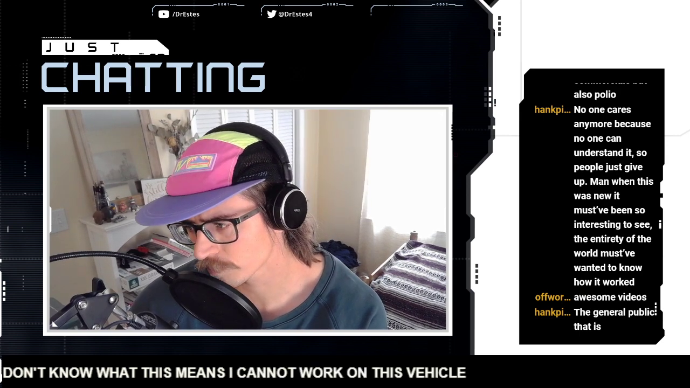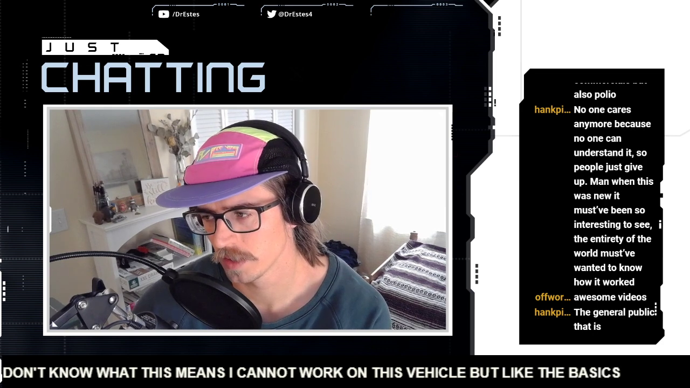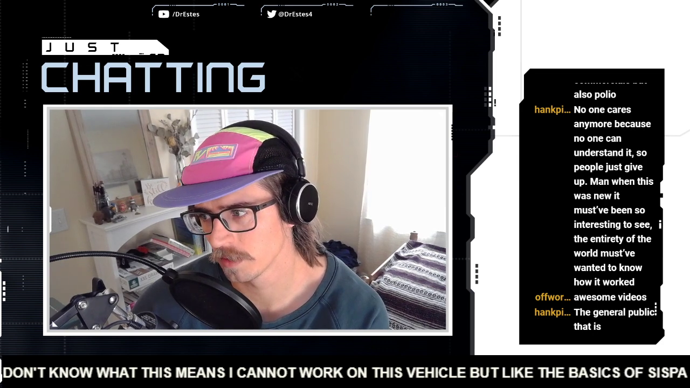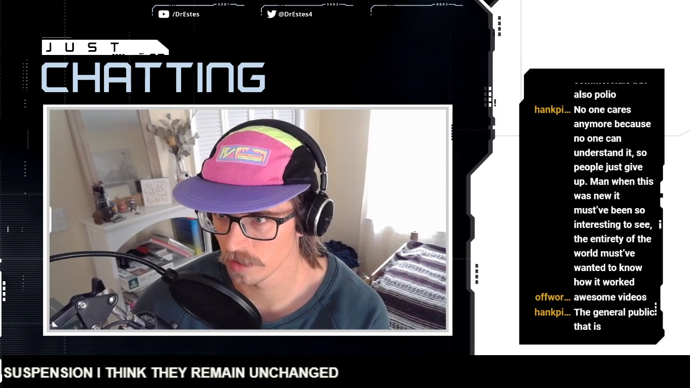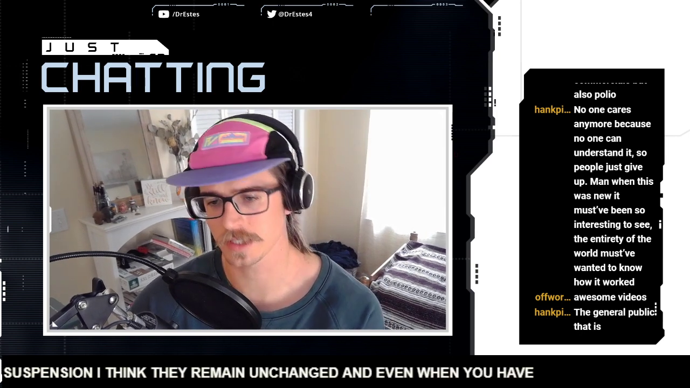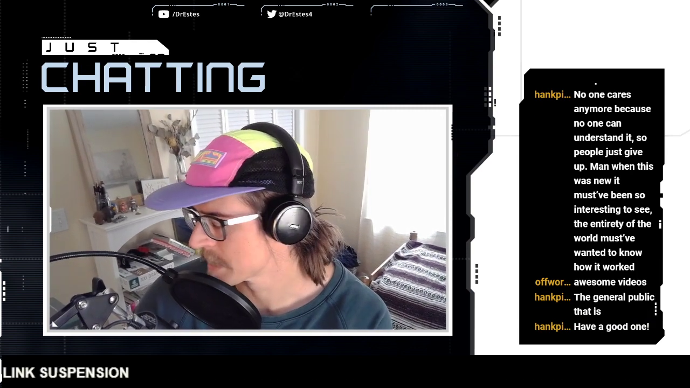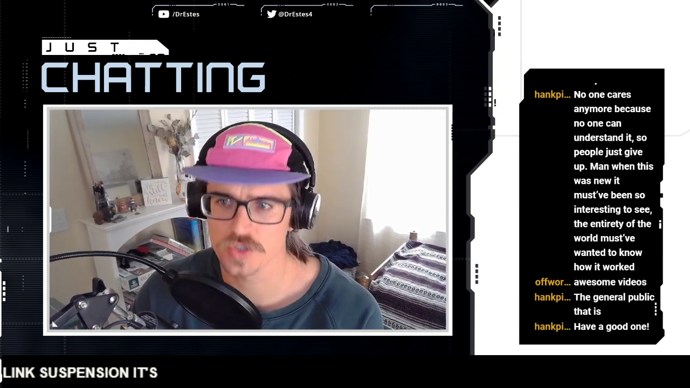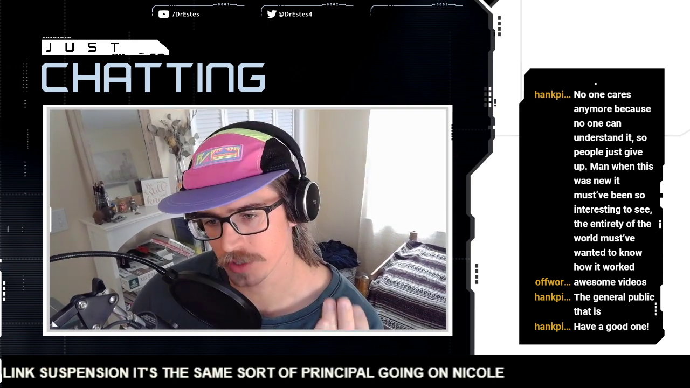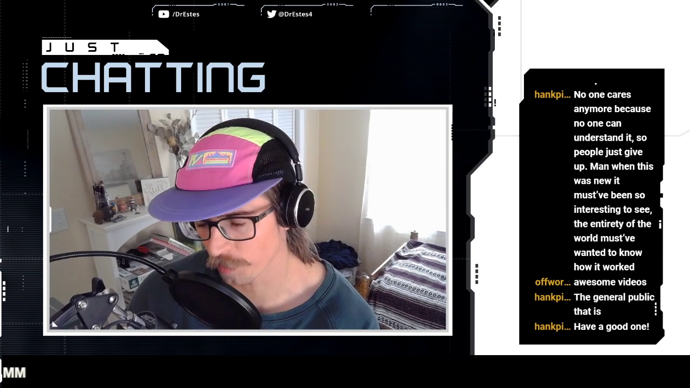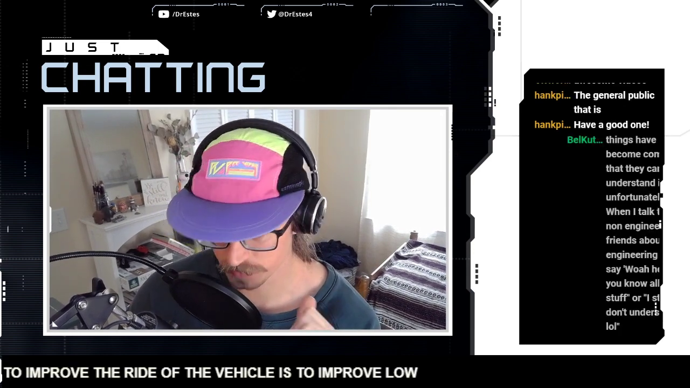But the basics of suspension, I think they remain unchanged. And even when you have a complex multi-link suspension, it's the same sort of principle going on. The goal of a suspension is to improve the ride of the vehicle. It's to improve load transfer characteristics.